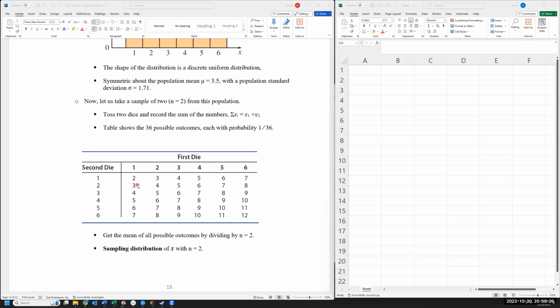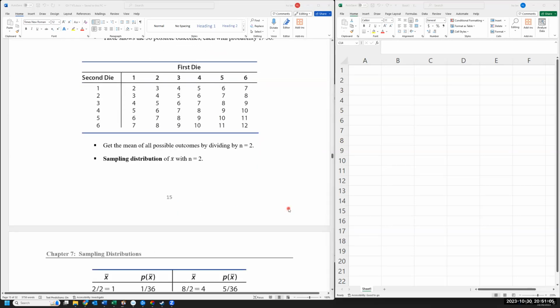So the sum is, if you get a 1 and a 1, it's a 2. 2 and a 2, it's a 4. 1 and a 2, it's a 3. That's what this box tells you. 6 and a 6 is a 12. So these are all the possible sums. You get a 2 1 time, a 3 2 times, a 4 3 times, a 5 4 times, a 6 5 times, a 7 6 times, an 8 5 times, a 9 4 times, a 10 3 times, and so on.